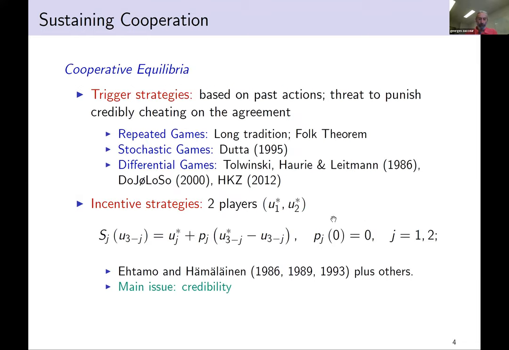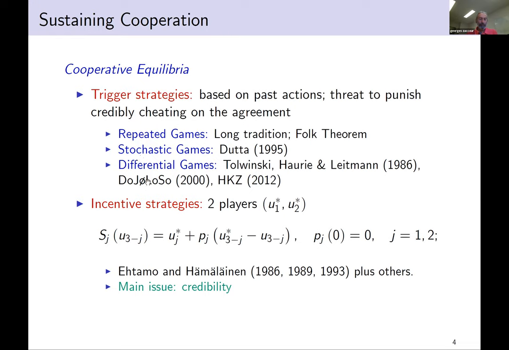Now, in dynamic games, we have a series of things that have been done. For instance, one possibility is to embed the cooperative agreement by an equilibrium property. So if you have cooperation, this is the best outcome that you can get from a collective point of view. And if it is in equilibrium, this is very good because it means that it is stable and you don't need anymore to be concerned about the sustainability. This has been done through the use of what we call trigger strategies. So these are strategies based on past actions. And what we are doing here is to threaten to punish any player who cheats on the agreement.